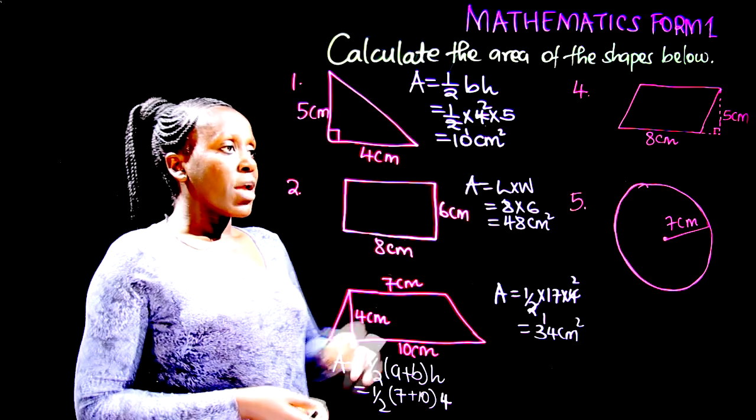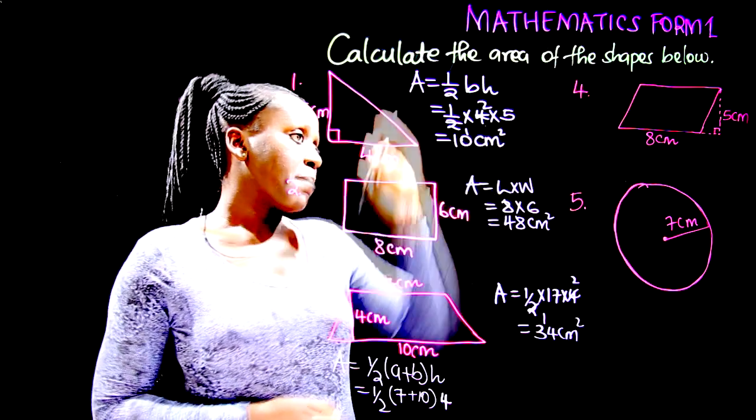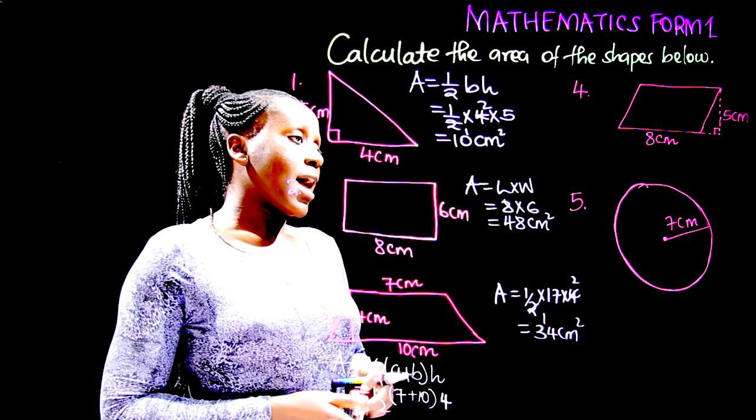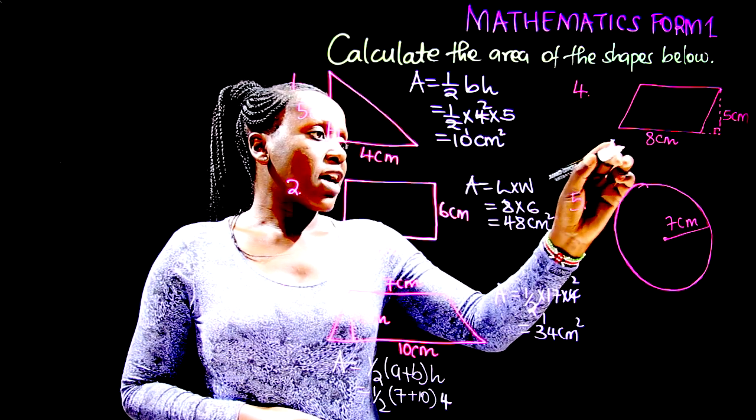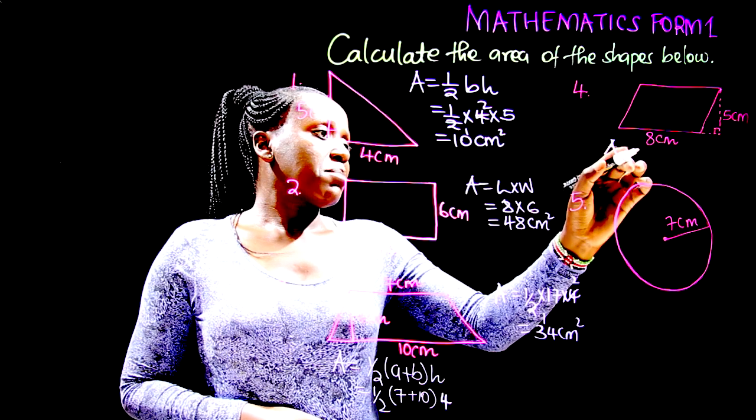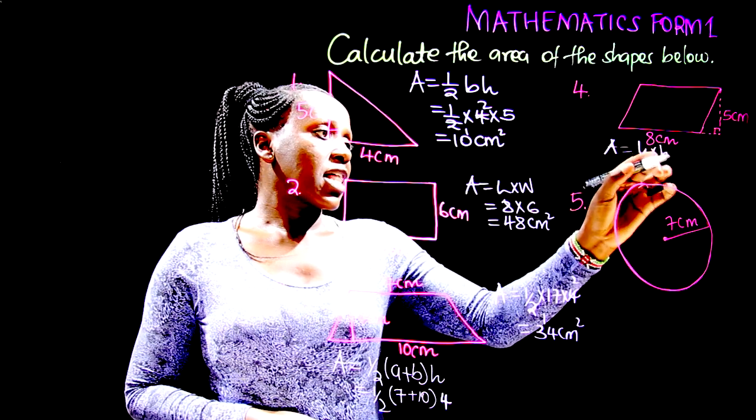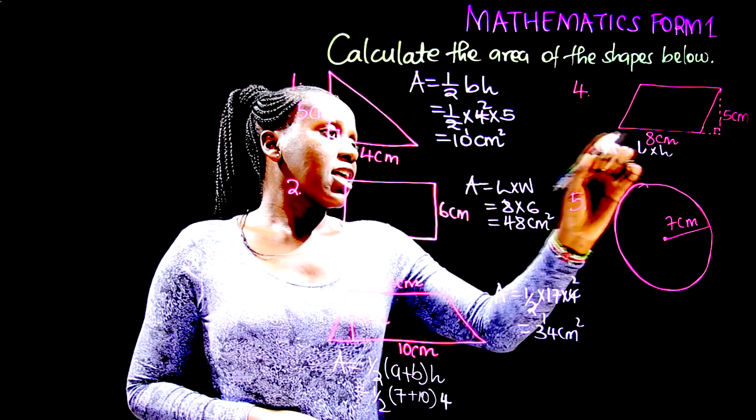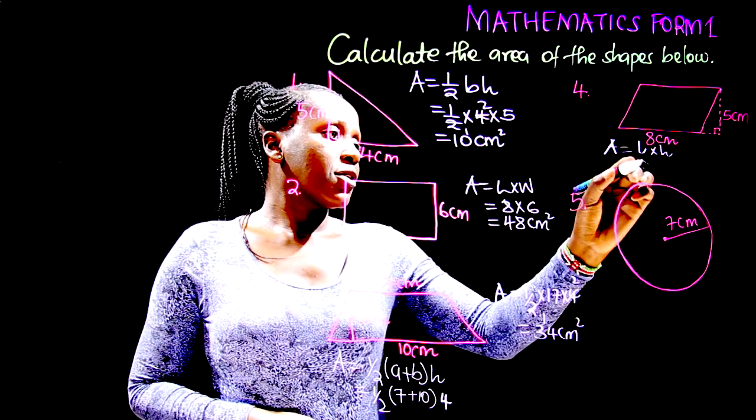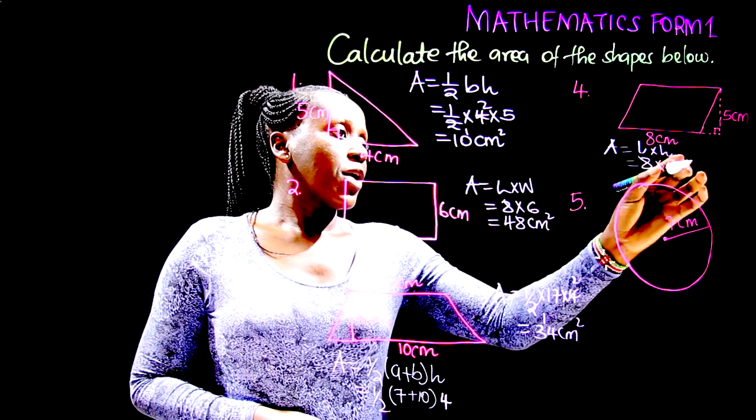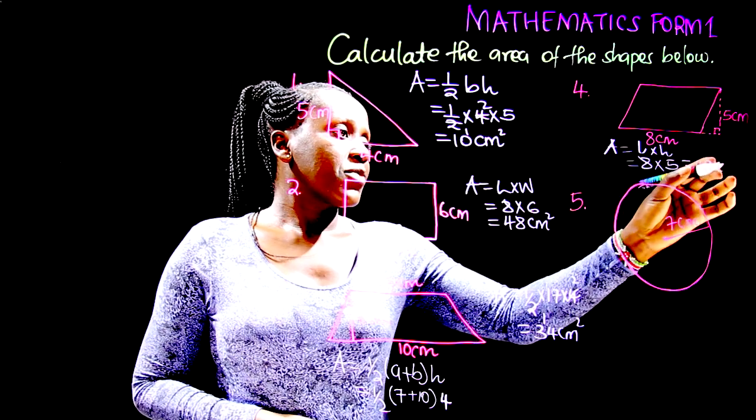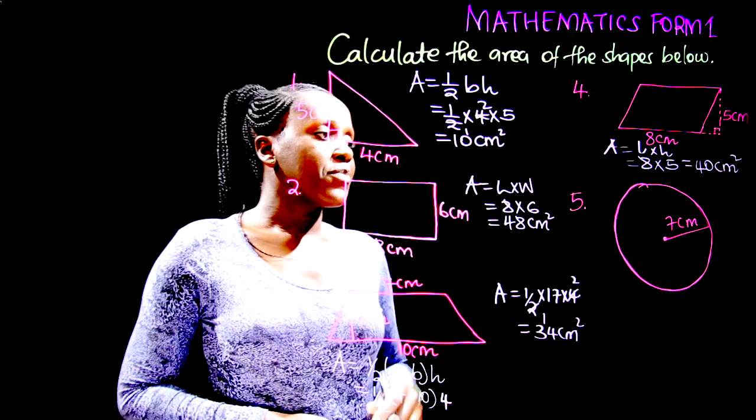Moving on now, here we have a parallelogram and we need to determine the area. The area of a parallelogram is given by the base length times the height. So the length is 8 centimeters and the height is 5. When you multiply, you get 40 centimeters squared.